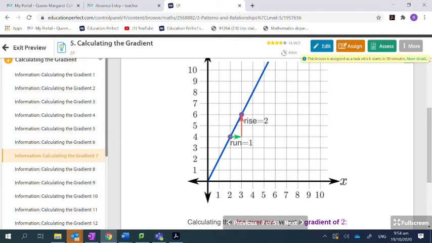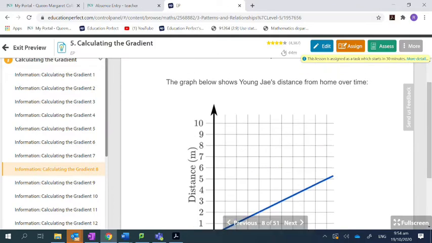So here they're only 2 units apart, but I would have done this on this side and gone up 2 and to the right 1. Okay? Right? So here we go.